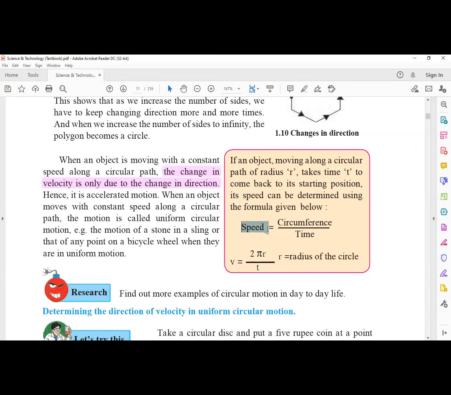Yeah, so accordingly, the speed of that object is given over here. The speed can be written as distance upon time, but here the total distance covered is nothing but the circumference of the circle, since the object is moving along the circular path. So the total distance is equivalent to the circumference. Accordingly, speed can be written as 2πr upon t, where r is the radius, because the movement of the object is along the circle. So that's why speed can be written in this form.